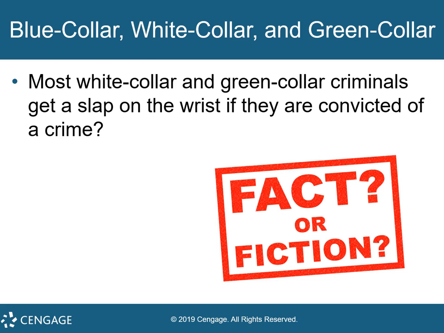Another real quick fact or fiction. Most white collar and green collar criminals get a slap on the wrist if they are convicted of crime. And I think that might be our thought, and we'll answer that hopefully as we go through the discussion. But with property type crimes, are the penalties really high enough?